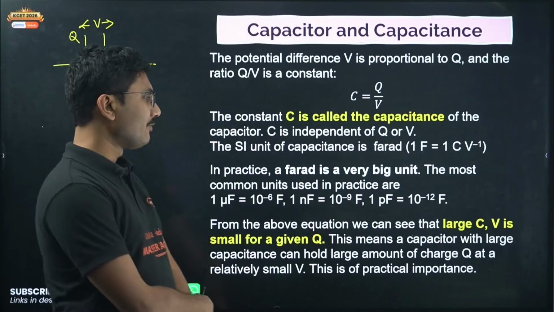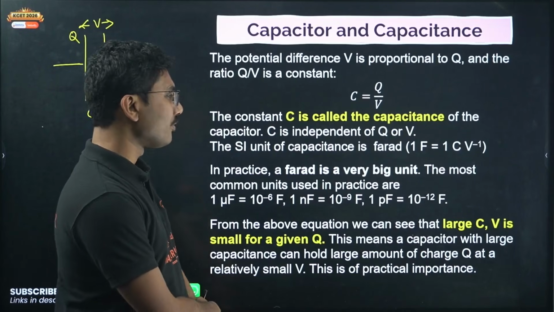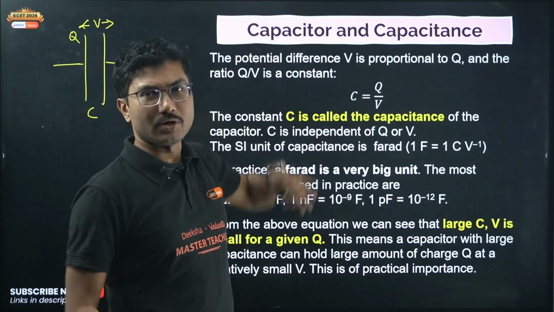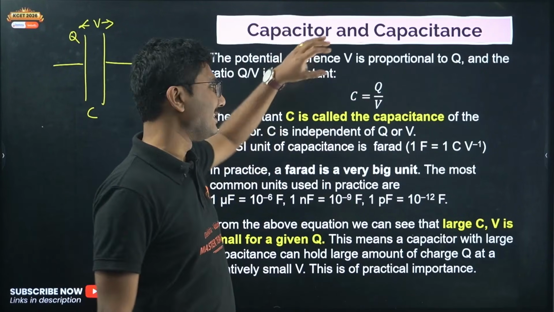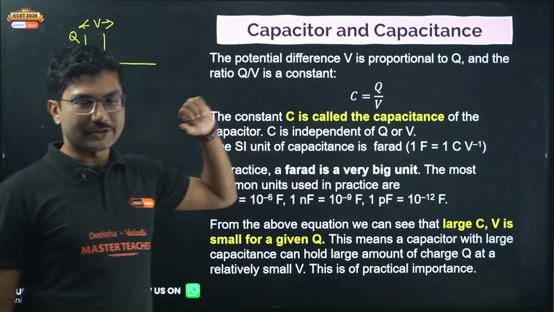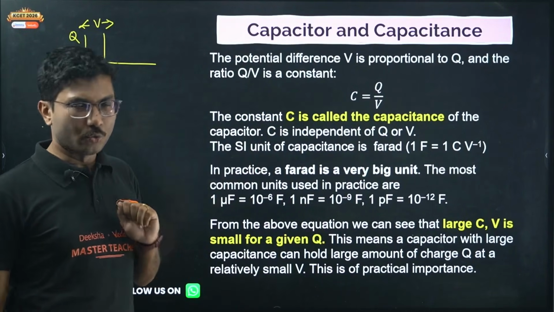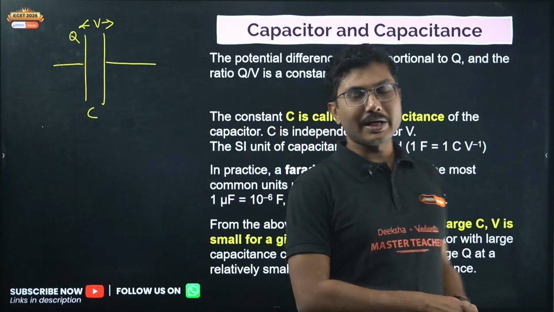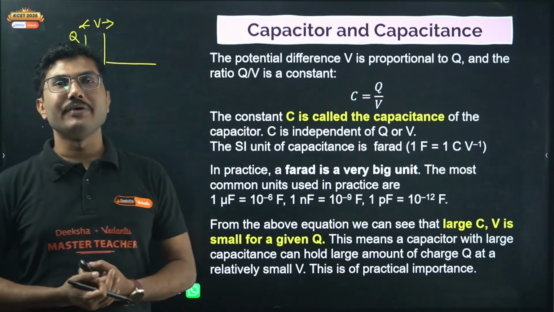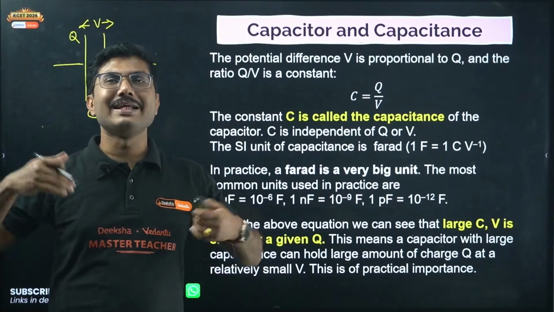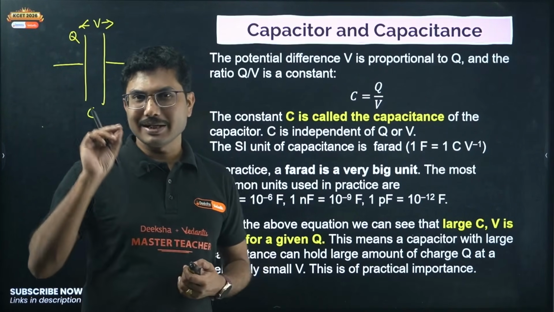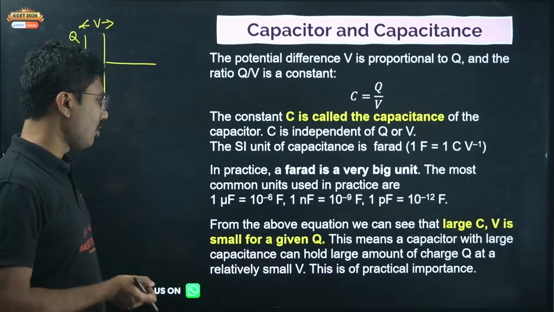From the above equation we can see that the larger the value of C, the smaller V is for a given Q. So if you can increase the value of C, and there are ways to increase the C value, you can store a high amount of charge, but the voltage, that is the electric field, will remain low. So if I want to design a capacitor where I store a high amount of charge at low V, I have to think of a way to have a very high capacitance. High capacitors can store a large amount of charge, but the potential difference will still be small.